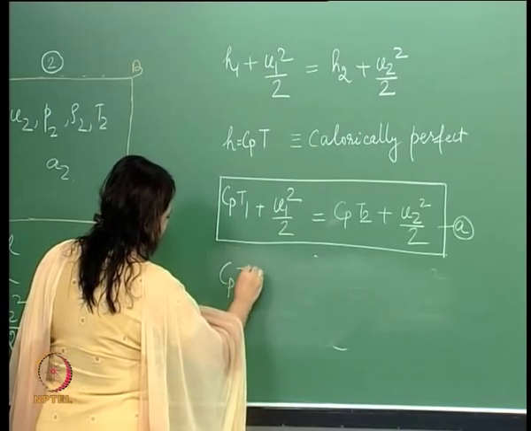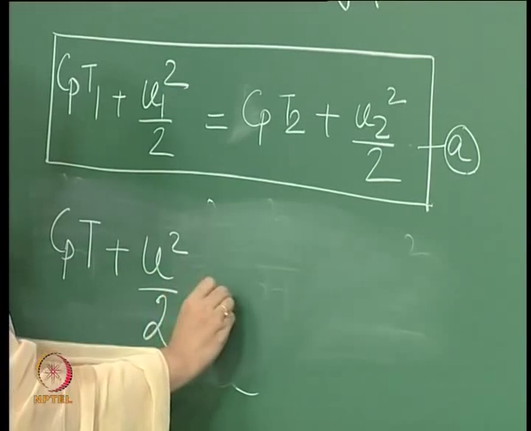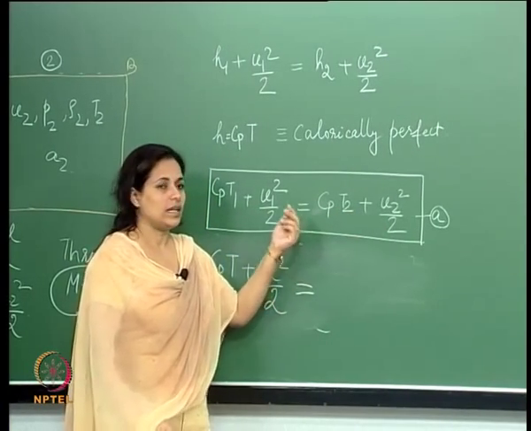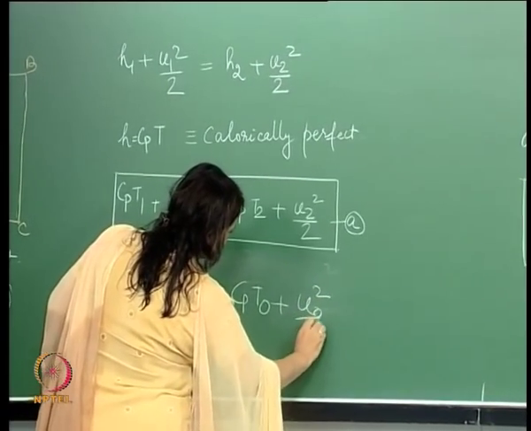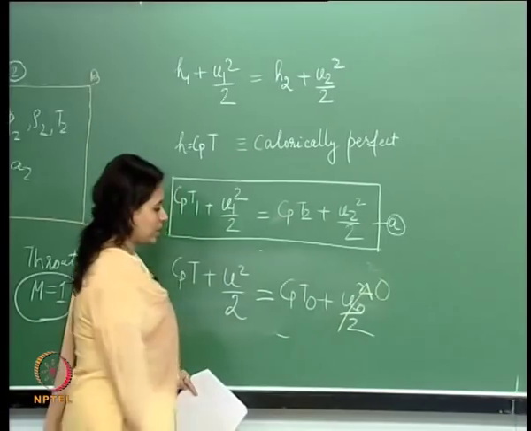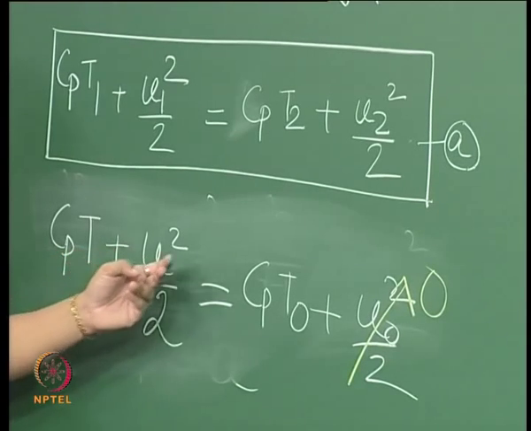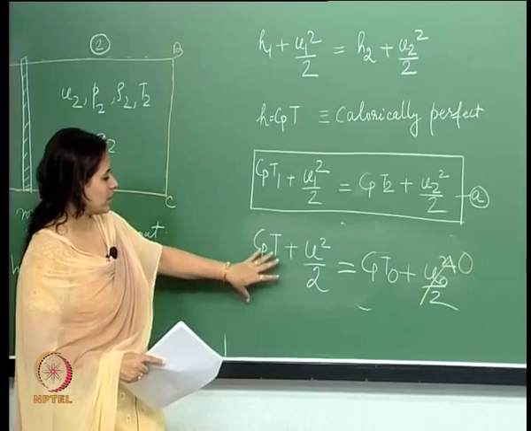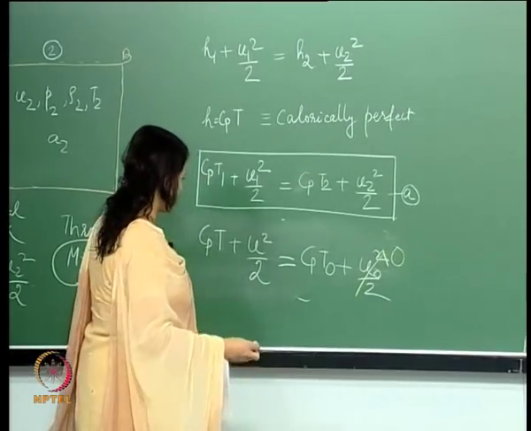So T is the temperature anywhere in the flow field, and the second location here is essentially the reservoir. But as we said, in the reservoir the fluid is hardly moving, so this is 0. What we get here is a relationship between the temperature, velocity and the reservoir temperature over here. If I use this relationship, I will try to get an expression for T by T naught. Let us see what I can do with this.